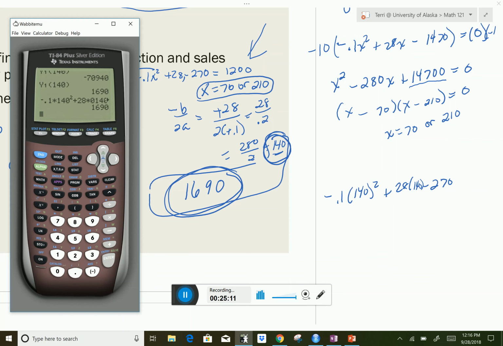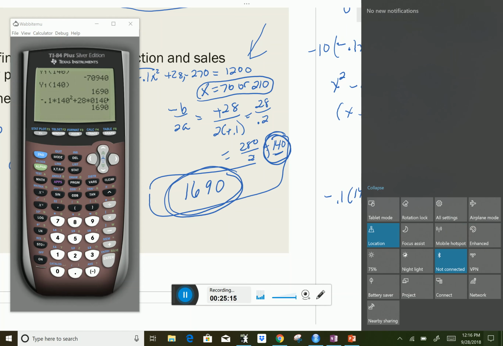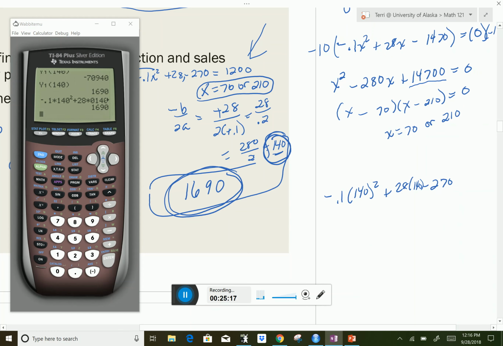And it's 1690. Now, you'll notice I had a little issue with my calculator up here. I think I had a typo when I typed in Y1, so I was going to the old Y1. When I looked at this, it didn't make sense, especially if I wanted a production sales of 1,200. I knew the maximum couldn't be negative 70. That would make absolutely no sense.